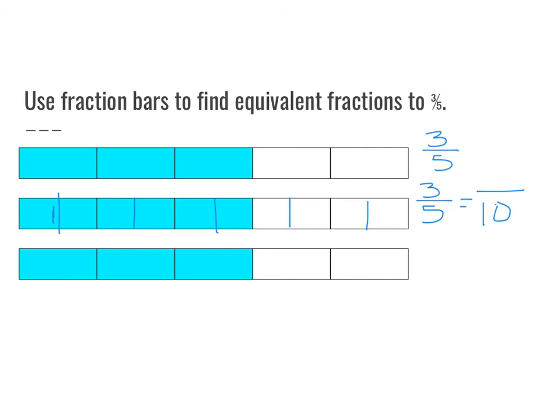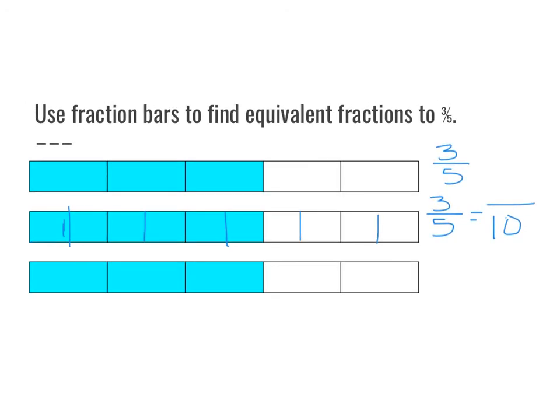Okay, there's 1. Oops. 2, 3, and my puppy seems to want to help me right now. 4, 5, 6. 6 total pieces, and we already know that there's 10 because that's how I modified my bar. 3/5 is equal to 6/10.